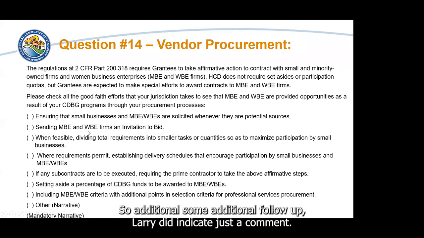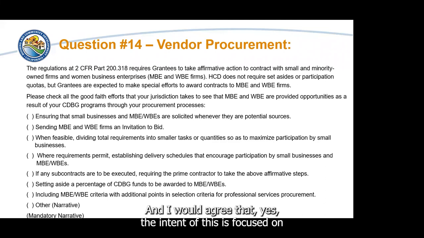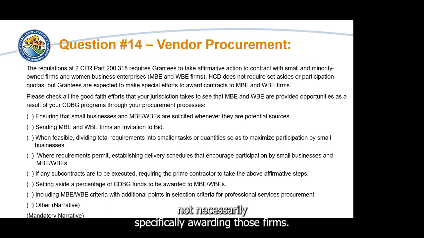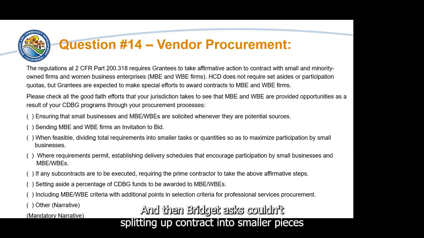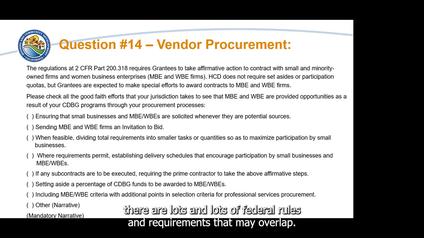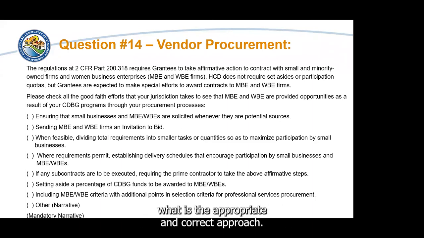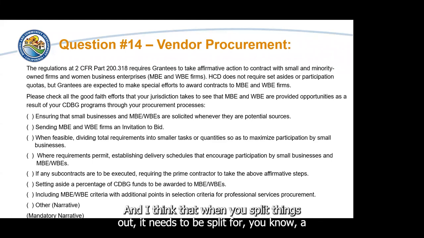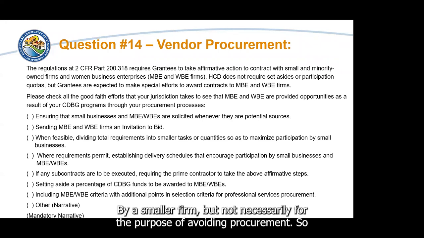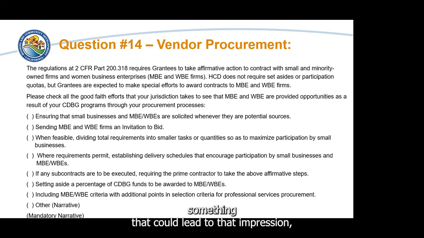Some additional follow-up. Larry did indicate, just a comment, there's a difference between marketing and awarding. I would agree that the intent of this is focused on making sure that we are marketing and advertising to those firms, not necessarily awarding those firms. Then Bridget asks, couldn't splitting up a contract into smaller pieces be viewed as a way to get around the procurement requirements? As Felicity just recently articulated, there are lots and lots of federal rules and requirements that may overlap, and so we're constantly balancing what is the appropriate and correct approach. When you split things out, it needs to be split for a reason that makes sense, for services that might be more accomplished by a smaller firm, but not for the purpose of avoiding procurement. I understand the comment as it could lead to that impression, but that's not the intent of the suggested action.